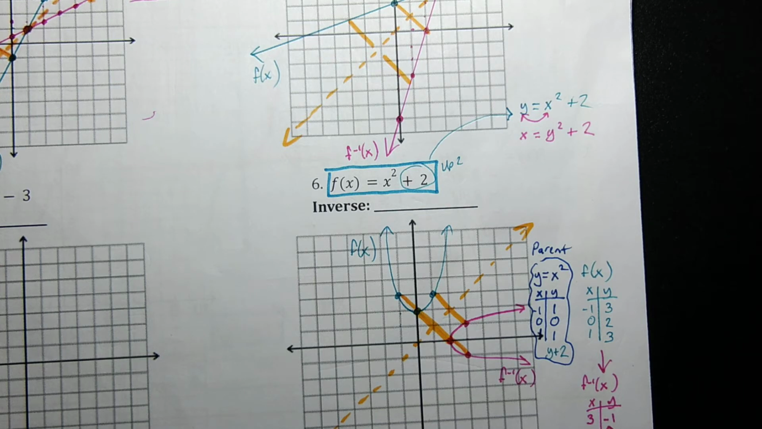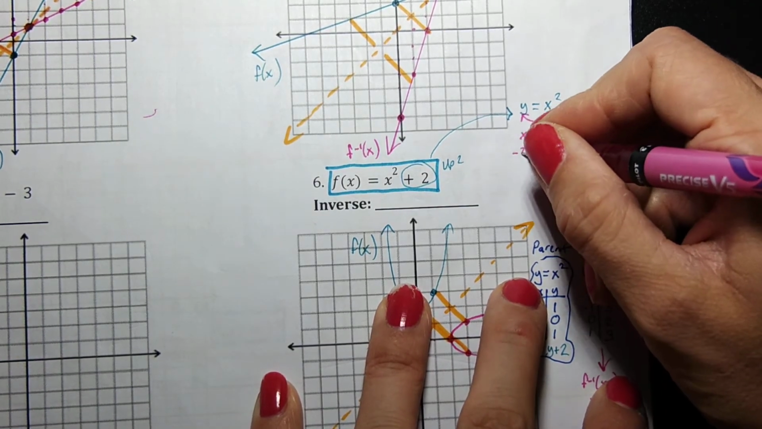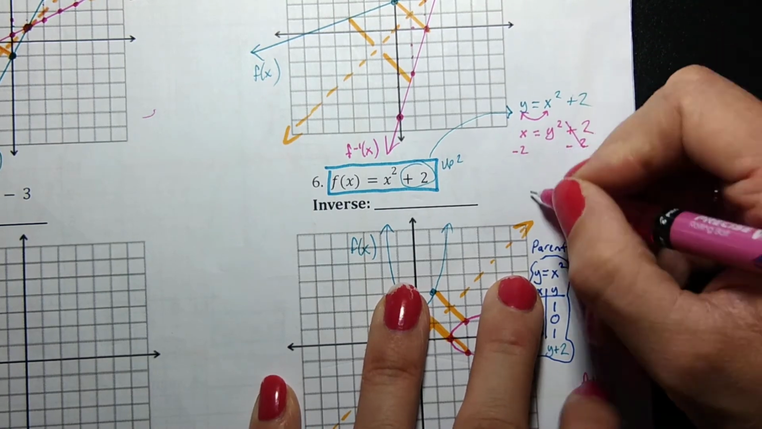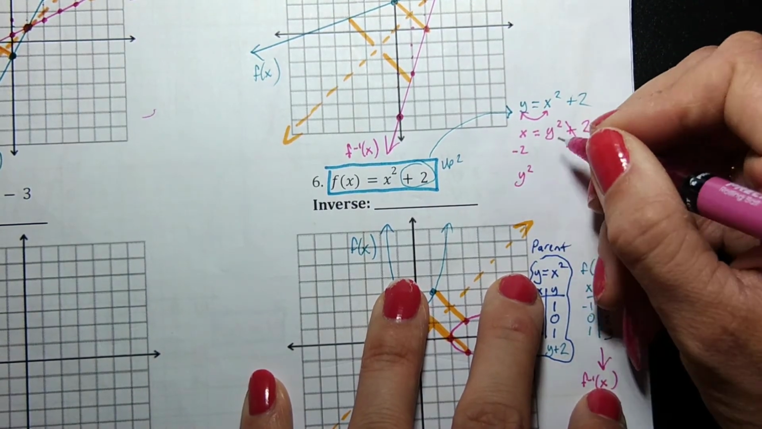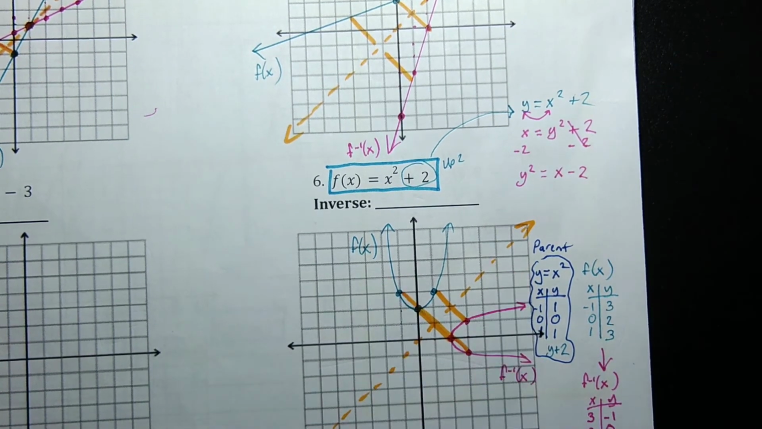So if I asked you to isolate y, what would we do first? Minus the 2. Perfect. So minus 2. Minus 2. So then, don't mind me, I'm going to switch the order around. Put the y squared over here, and the x minus 2 over here.